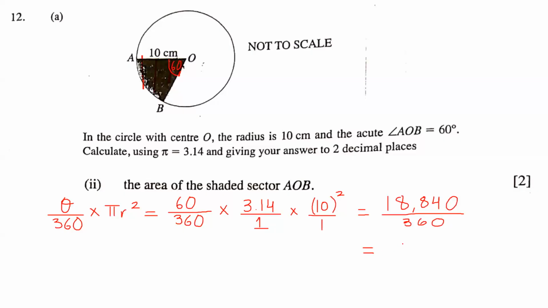Well, the answer is going to be 52.3333333 and continuing, so it continues on and on. But if we want it to 2 decimal places, it's going to be 52.33. And this is going to be centimeters squared. And so that is correct to 2 decimal places.